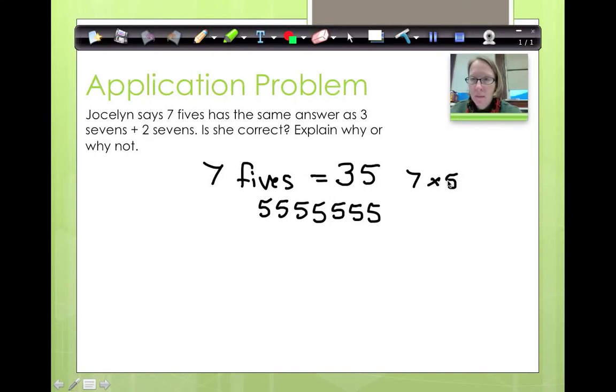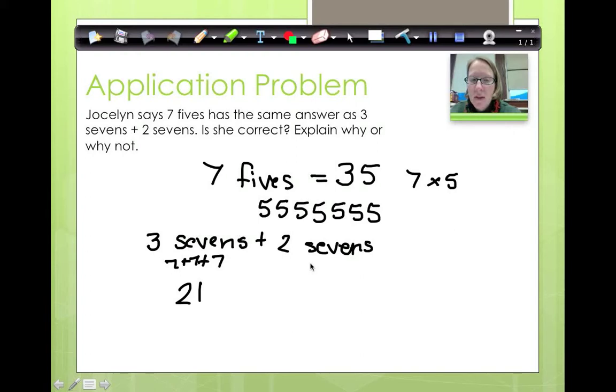Now let's see what the deal is with this part. She says it's the same as 3 7s plus 2 7s. Well, let's see. What would 3 7s be? This would be the same as 7 plus 7 plus 7. Let's count by 7. 7, 14, 21. So 3 7s would be 21. 2 7s is going to be a 7 plus a 7, right? Or this could also be 7 times 3, and this can also be 7 times 2.